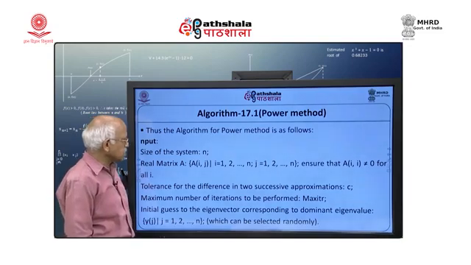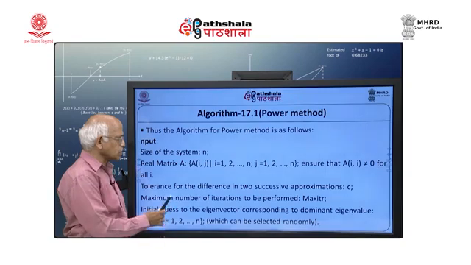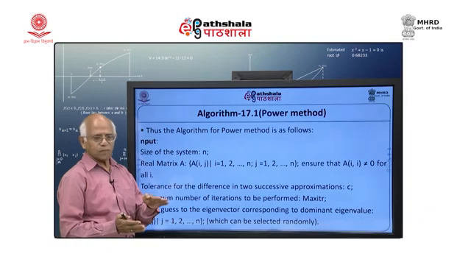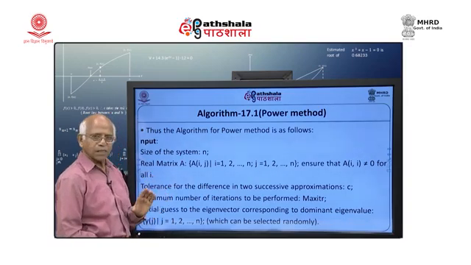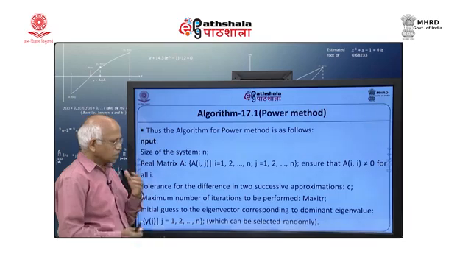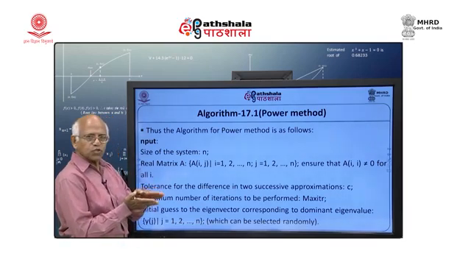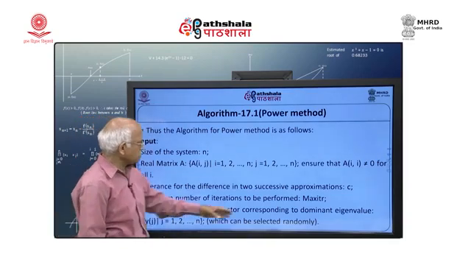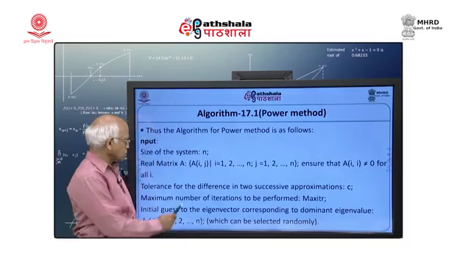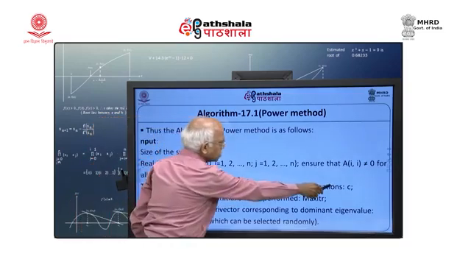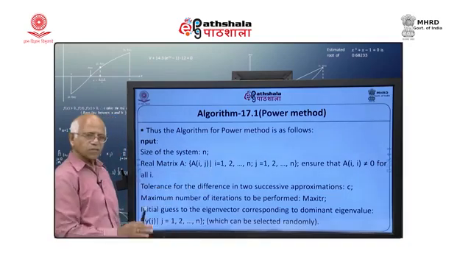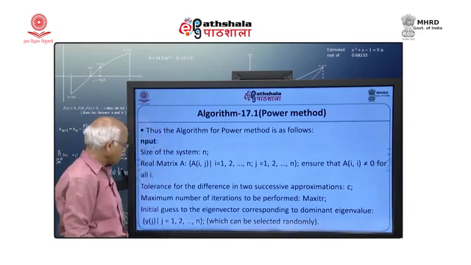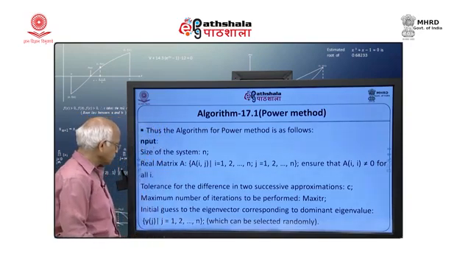Tolerance for the difference in the two successive approximations we are considering. Whenever you have any iterative algorithm, you ought to have some convergence criteria. For that, if two successive approximations are close enough to each other, then we stop the algorithm, and here that closeness is determined by the difference between the successive approximations. If it is less than c, we terminate the algorithm. That tolerance limit we consider as small c, or small epsilon in general.